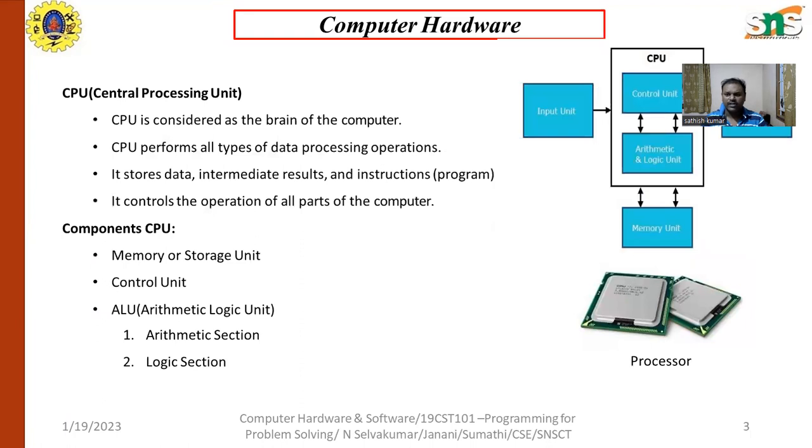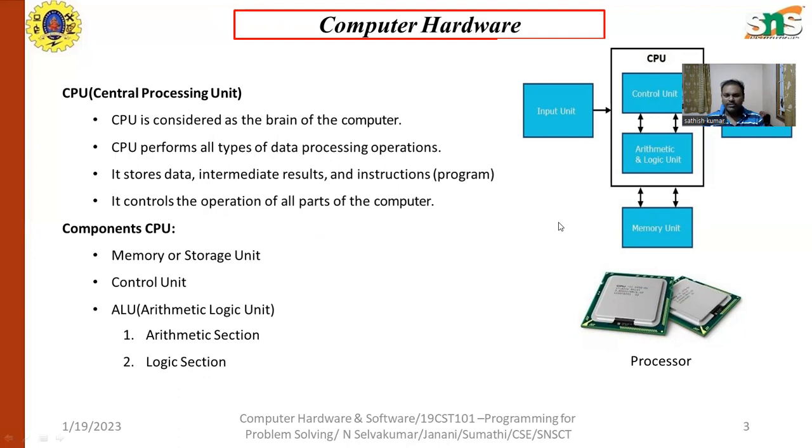Next is the central processing unit. The central processing unit is the brain of the computer. The brain is the calculative part, the mathematical part, and it does the processing. The CPU performs all types of data processing operations. For example, if you need any arithmetic operations, it will easily calculate and give the proper output. It stores the data, intermediate results and instructions.